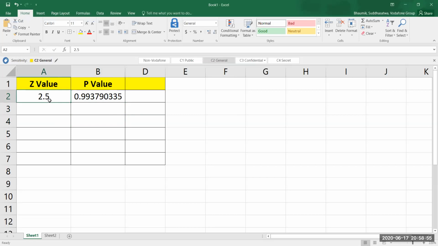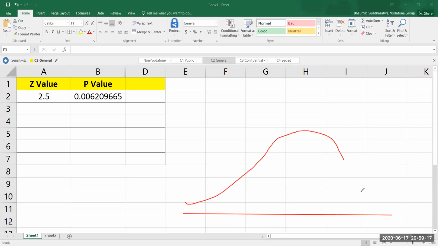Now, there is one thing that I have actually forgotten to do. This is something we did when we did the Z calculation. So it is my mistake here. It should not be norm.s.dist. It should be 1 minus. Why? Because we did this when we calculated the Z score earlier. I accidentally forgot that. Let me just correct myself.